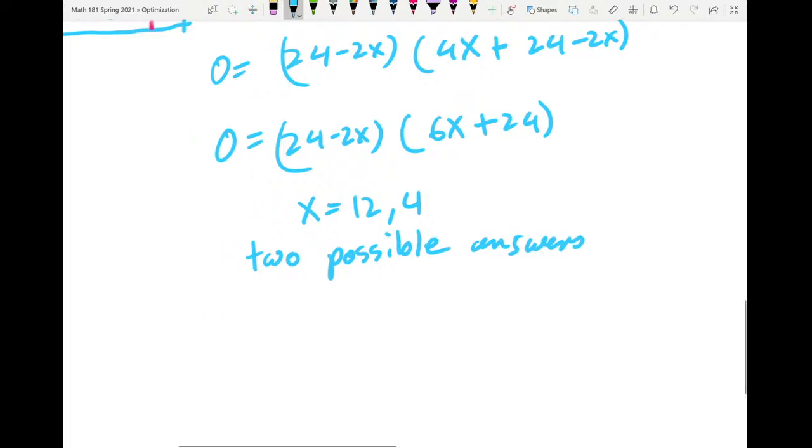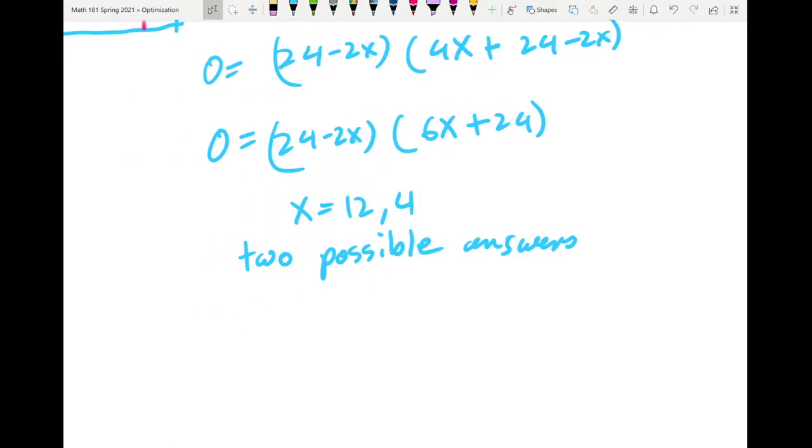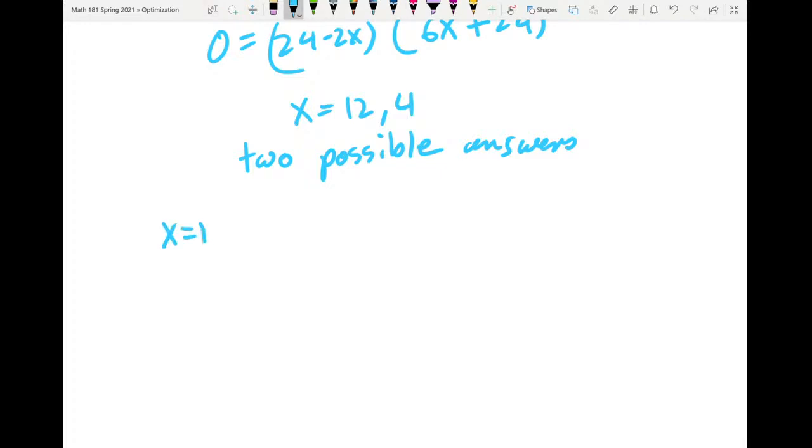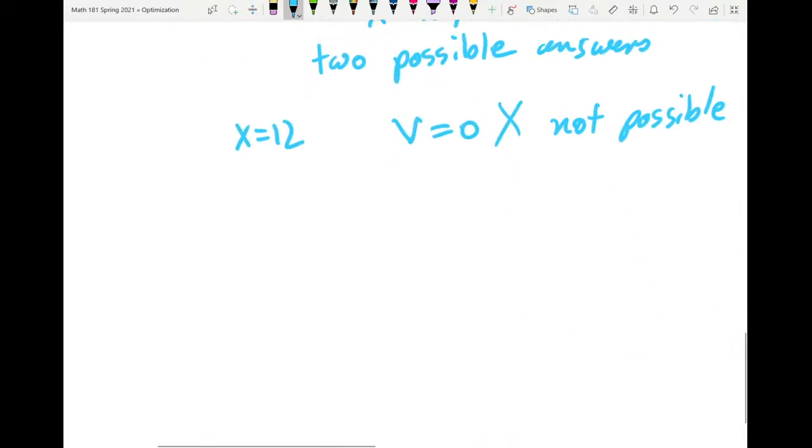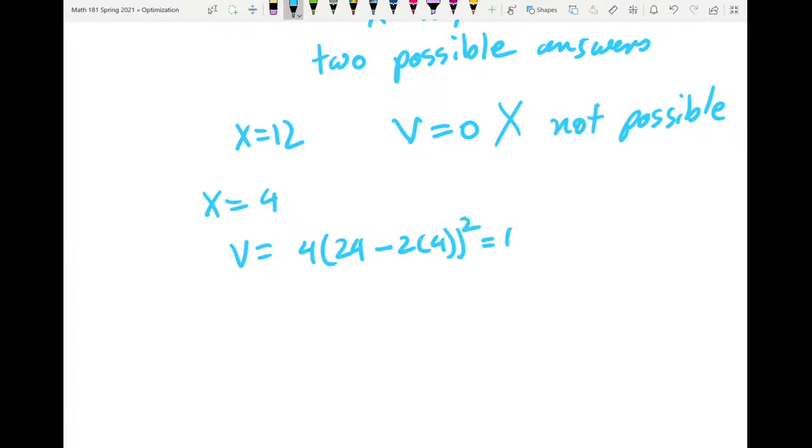We can easily check it. If x equals 12, V equals 0. Not possible, because look at the picture. If each side becomes 12, then you have no width. But when x equals 4, I get 4 times 24 minus 2 times 4, squared, which is 1024. That works.